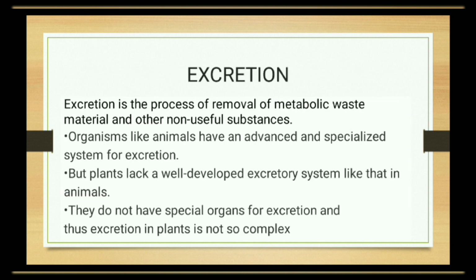Now, excretion. Excretion is the process of removal of metabolic waste materials and other non-useful substances. Animals have an advanced specialized system for excretion, but plants lack a well-developed excretory system like that in animals. They do not have special organs for excretion, and thus excretion in plants is not so complex. So, what is excretion? Like if we eat food, then we need to excrete it every day. The process through which it happens is called excretion.